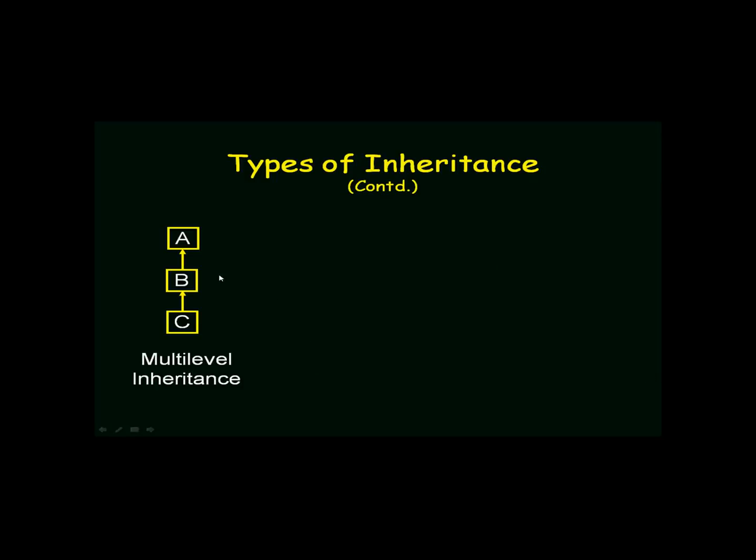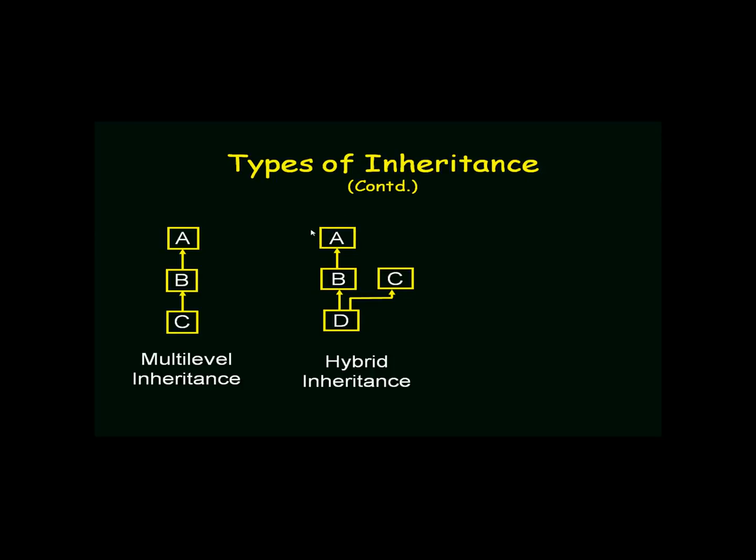Next it is multi-level. That is, B is derived from A, C is derived from B. So in this way one class is derived from another class. So if we look at B, B is in one way a child of A and in another way it is a parent to C. So such kind of inheritance is multi-level inheritance. Next it is hybrid inheritance because more than one form of inheritance is involved here. This is multi-level inheritance. Look at here. This is known as multi-level inheritance.